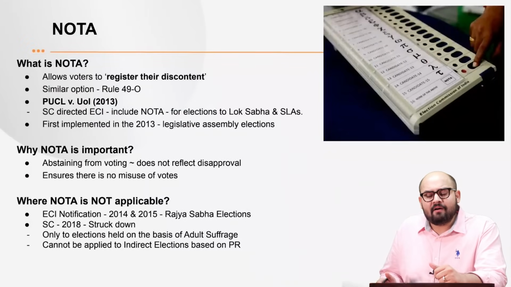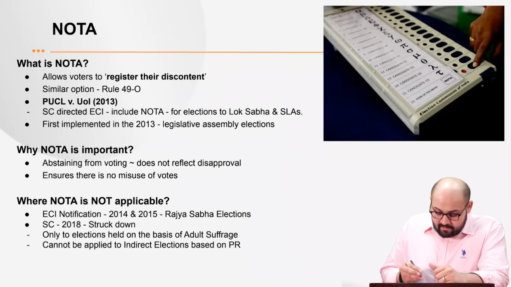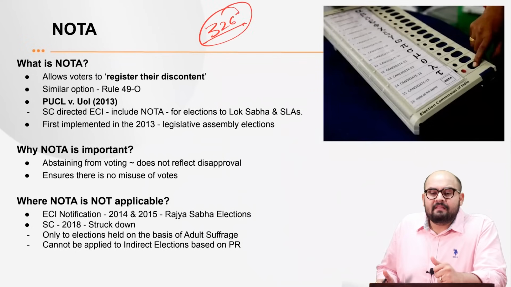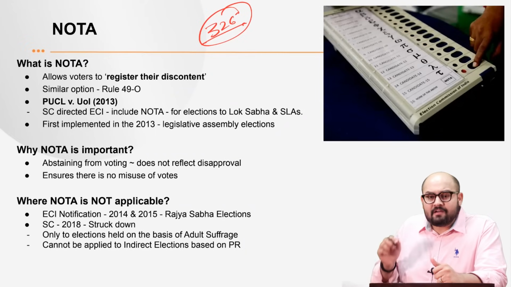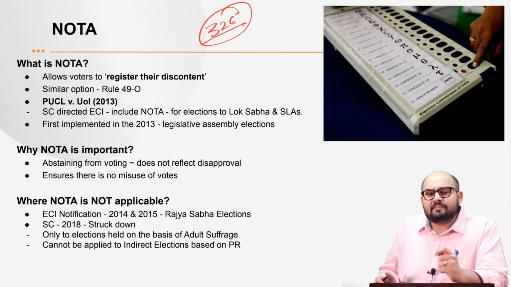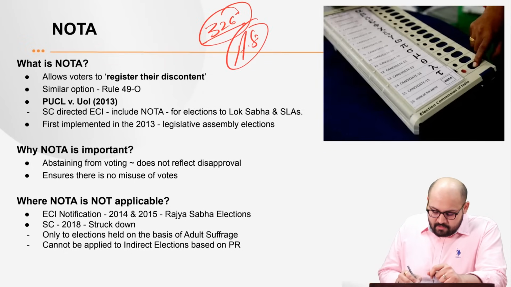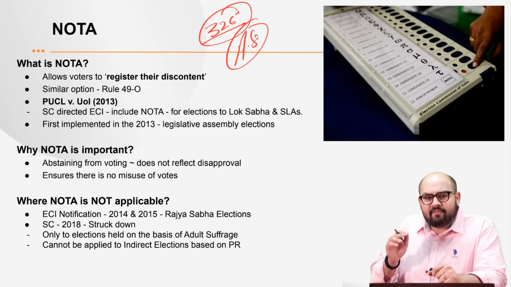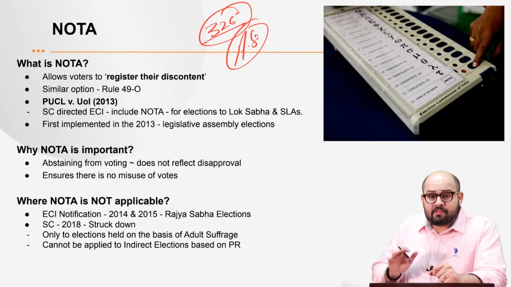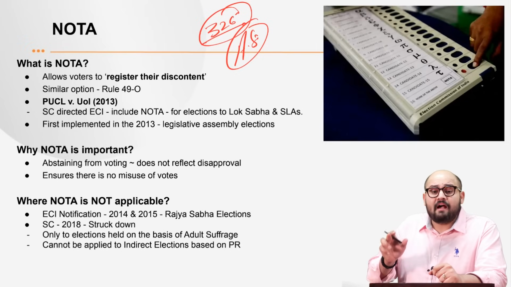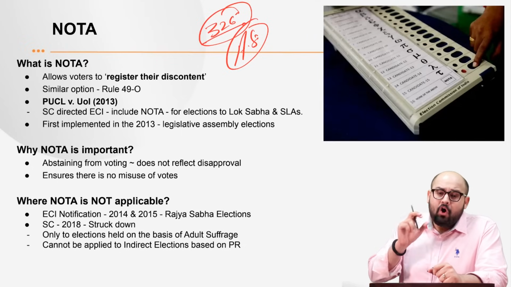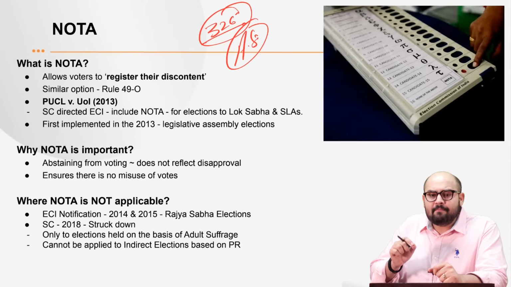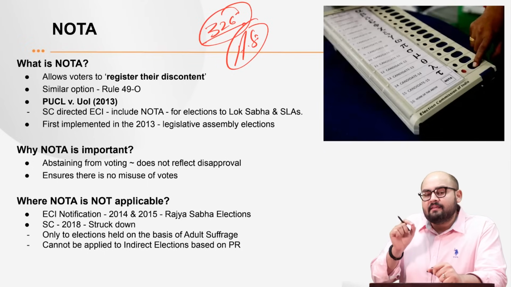Now see, we have a very important article in the Constitution of India, and that is Article 326. This says that the elections to the House of the People and to the state legislative assemblies shall be on the basis of adult suffrage. What it means is that every individual who is a citizen of India and who is not less than 18 years of age and is otherwise not disqualified by the Constitution or any appropriate law made by the legislature shall be entitled to vote.